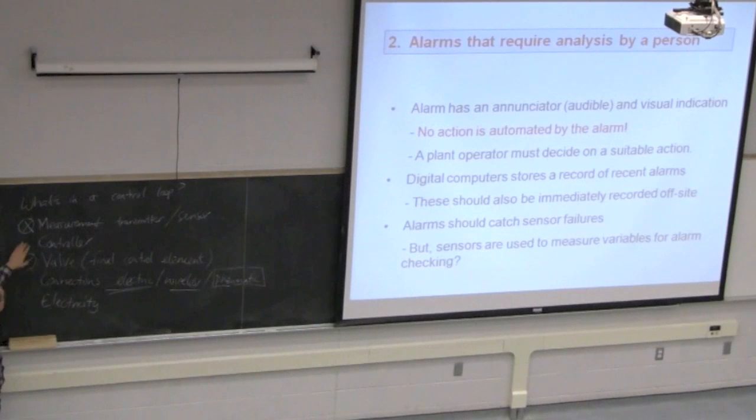Okay, so coming back to this, in a control loop we have a measurement and all these other things. For an alarm we have a measurement and we have connections and electricity. We also make sure that these are on separate circuits. So the electrical circuit running your feedback control loop is not the same electrical circuit that's running your alarm system.